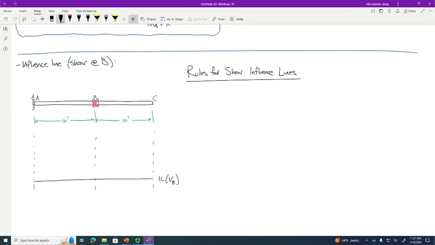Before, we would have an influence line and it would look, you know, something like that. That would be our shear influence line. What is this distance? One. Okay? So I'm going to say one. Total jump is one.